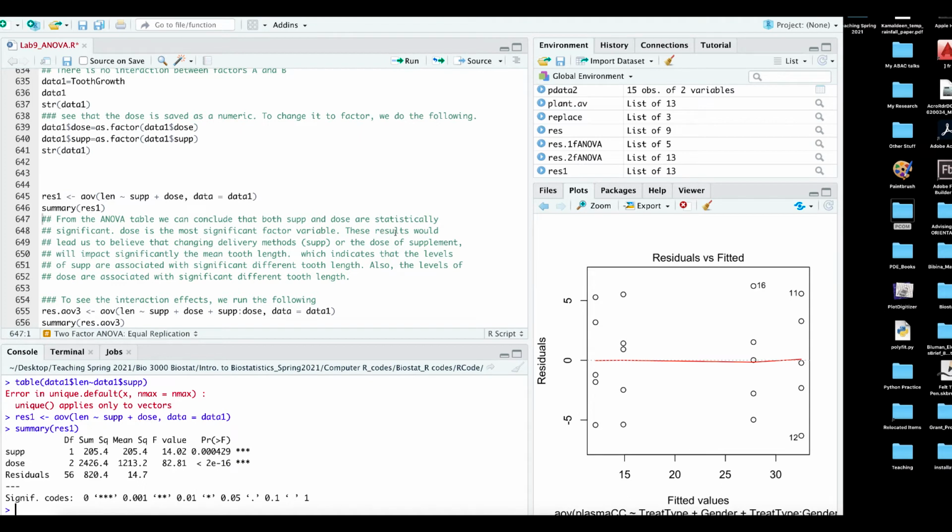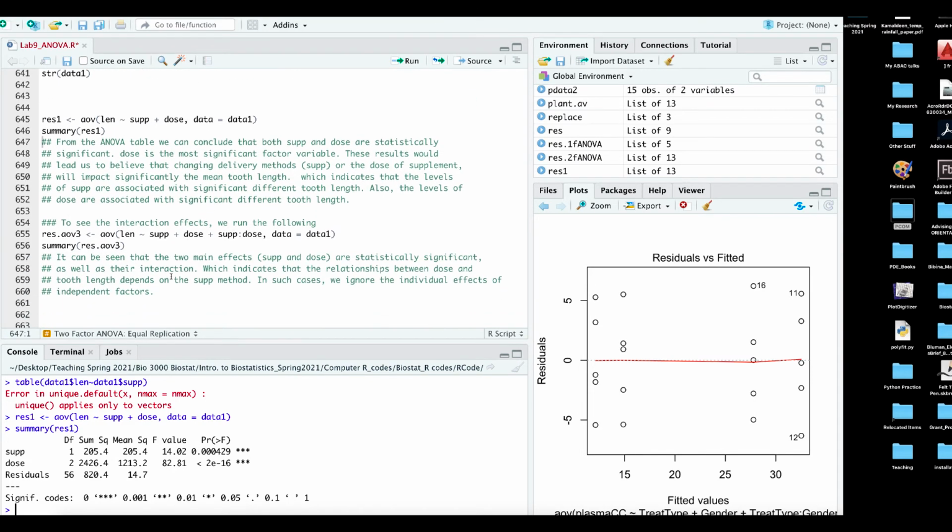These results would lead us to believe that changing the delivery method, supplement, or the dose of supplement will impact the mean tooth length significantly, which indicates that the levels of the supplement are associated with significantly different tooth length. Also, the levels of dose are associated with a significantly different tooth length, okay.